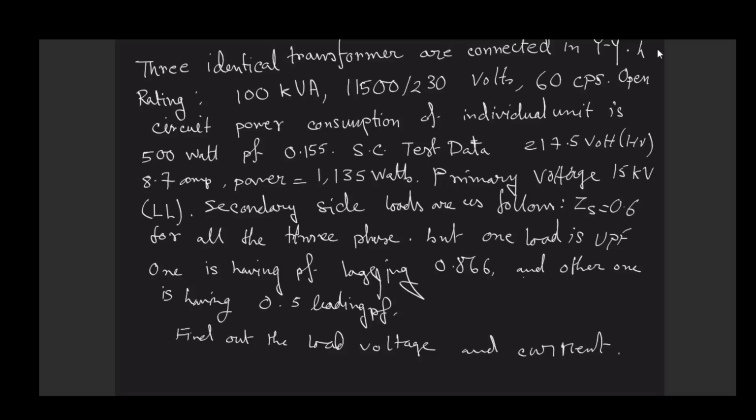The secondary side loads are as follows. For each phase we have an equal impedance magnitude of 0.6. However, one load is non-inductive, having unity power factor, another load is inductive with power factor 0.866 lagging, and another load has power factor 0.5 leading, right? So we have to find out the current and the voltage.